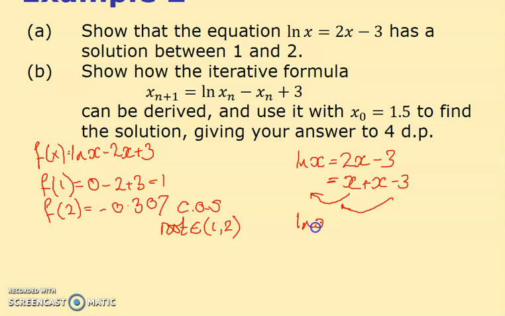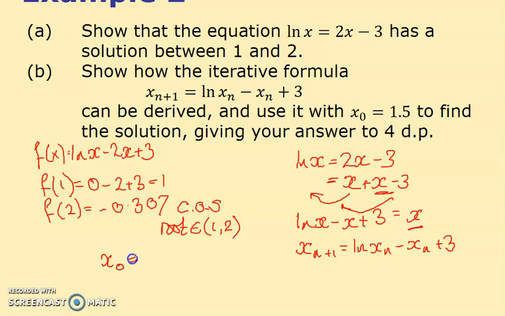So it's a bit unusual. You don't normally do this. So log x minus the x plus the 3 equals x. So that one is still here, but the other 2 bits have moved. And therefore I can finish off by writing xn plus 1 equals, well, it's the log of xn minus the xn plus 3. We're not used to doing that. So we're going to say x0 equals 1.5.